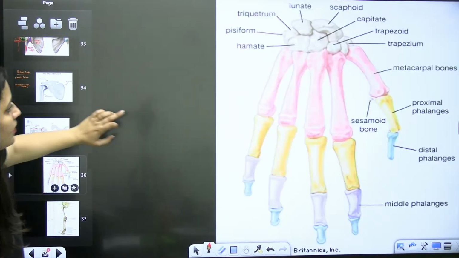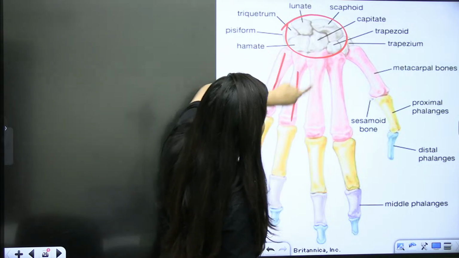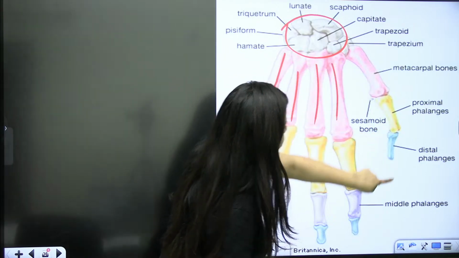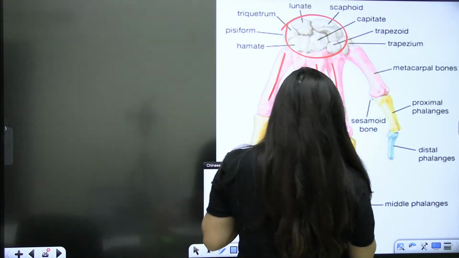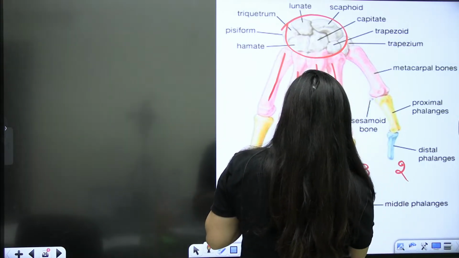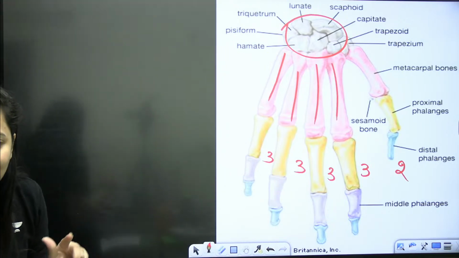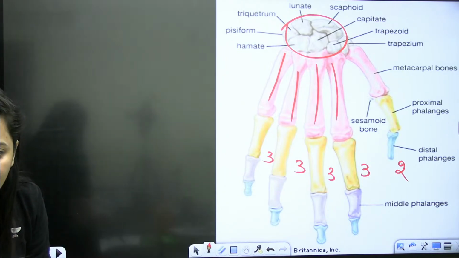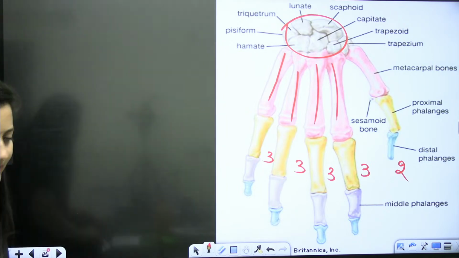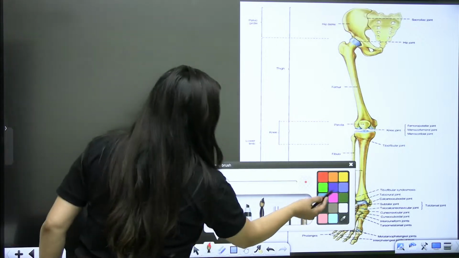And here now see this, the carpals, the metacarpals, and the phalanges. So what is the phalangeal formula? 2, 3, 3, 3 and 3. Simple. Okay, so that's your forelimb and the pectoral girdle.